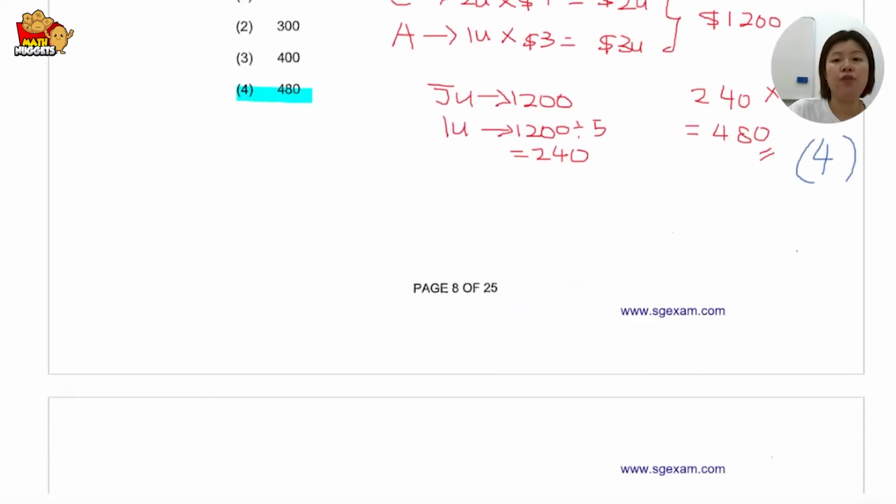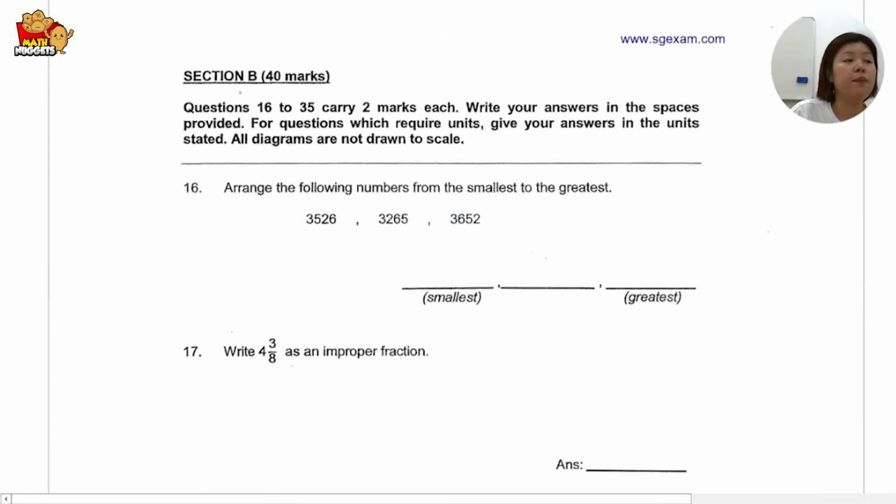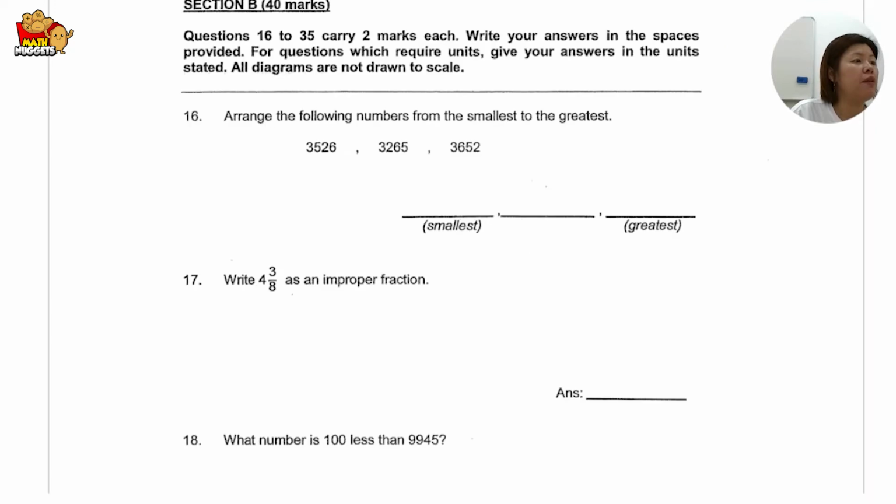Okay, let's move on. Okay, now let's move on to section B. It's arranging the numbers from smallest to greatest. So let's put the numbers properly at the side.